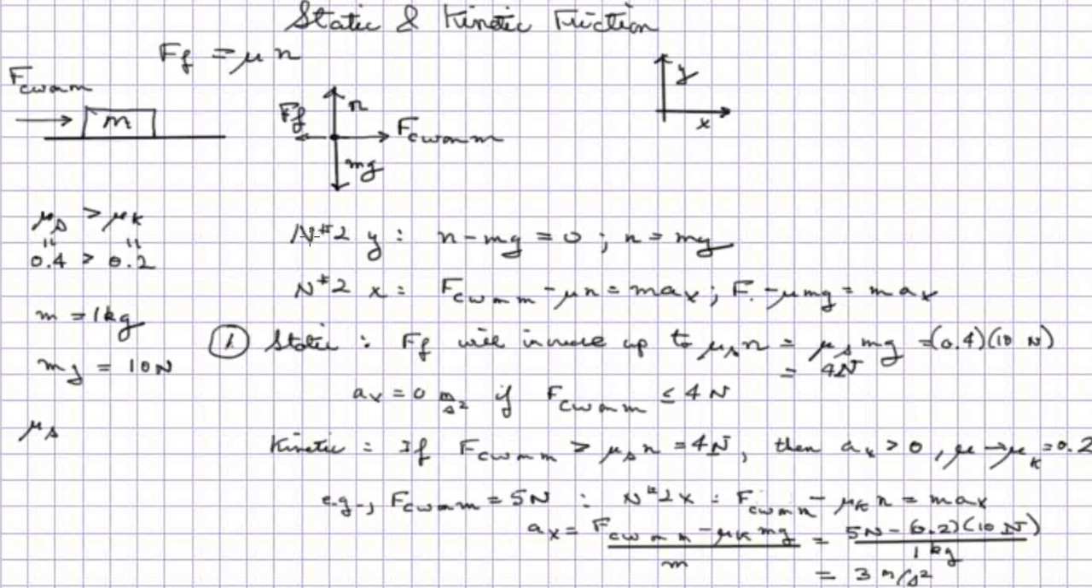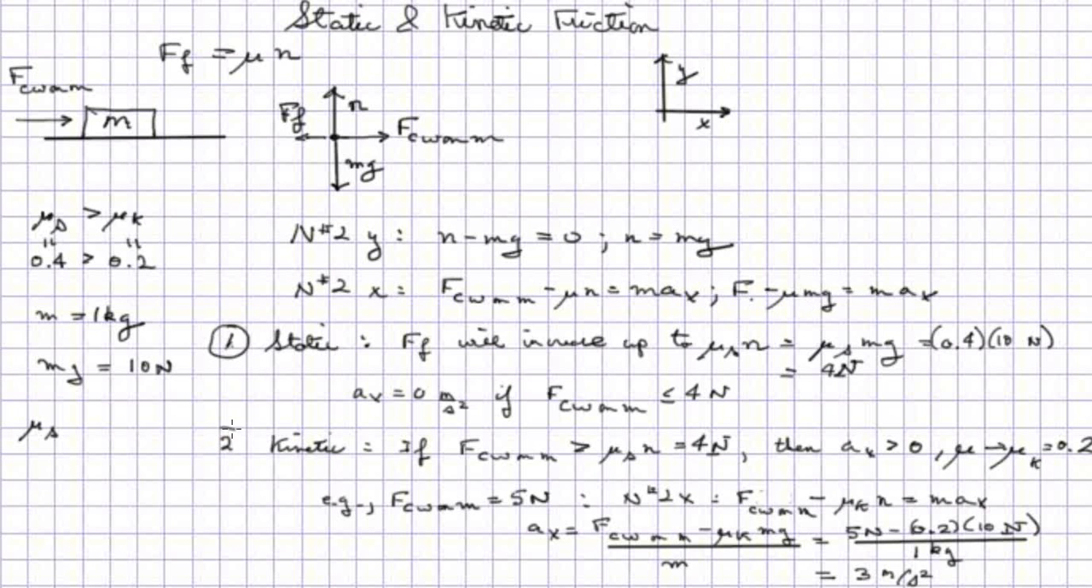First, the easy direction is Newton number 2 in the y direction, in which case I simply have N minus mg equals 0, and thereby I conclude that N is equal to mg. The normal force, in other words, is just equal to the weight. Then Newton number 2 in the x direction is F of CW on m minus mu times N equals m times a sub x. I'm going to shorten this to F minus mu m g equals m times a sub x.